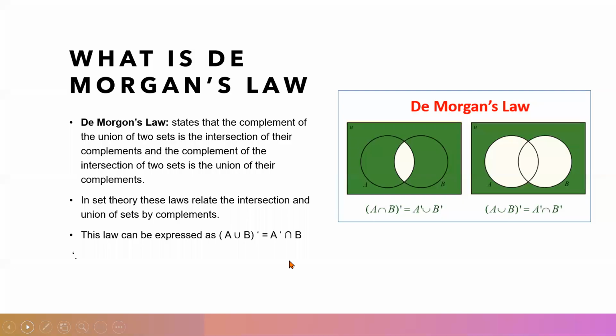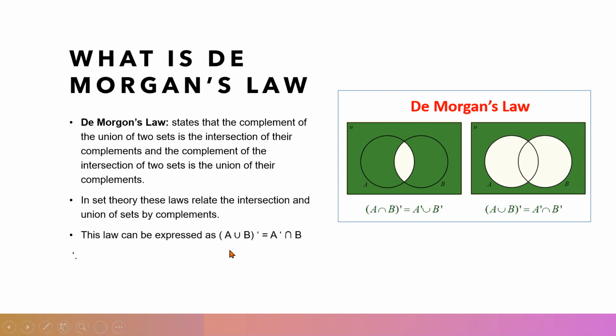Today we're going to be covering DeMorgan's law, and I hope you guys learn something. So, what is DeMorgan's law? DeMorgan's law states that the complement of the union of two sets is the intersection of their complements, and the complement of the intersection of two sets is the union of their complements. In theory, these laws relate the intersection and union of sets by complements.